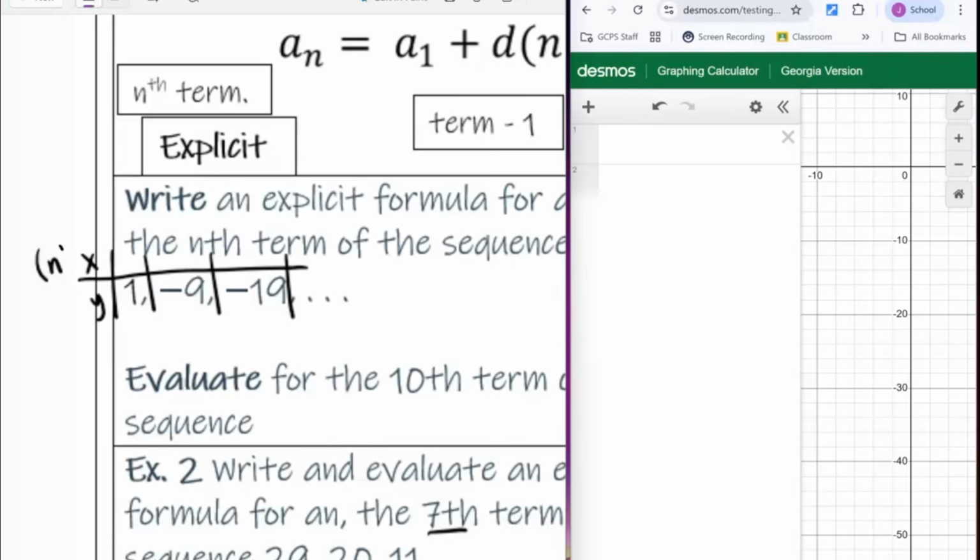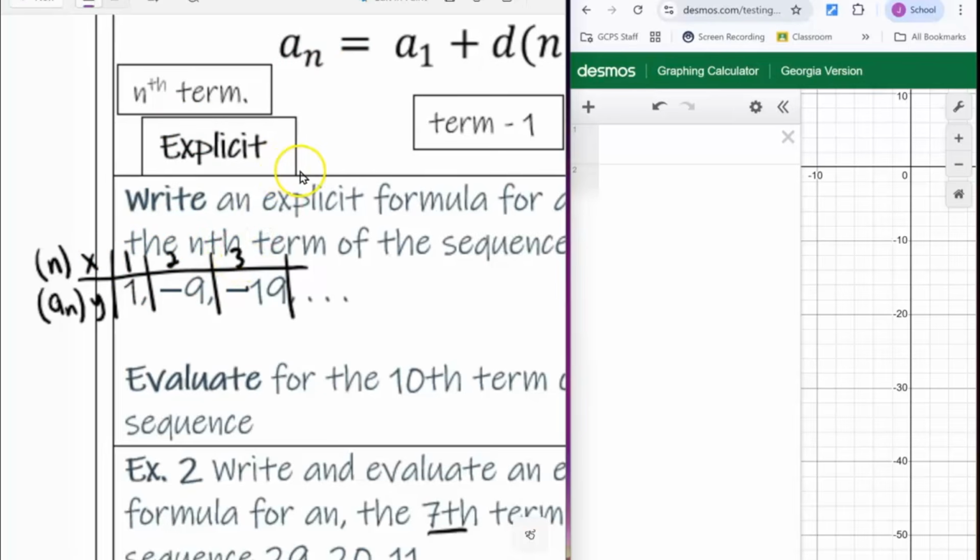In sequences, it's my nth value, and this is my a sub n value. Very important that you know that because, again, we're not going to be saying x, we're going to be saying n, and we're not going to be saying y, we're going to be saying a sub something. All right, so this is my first number, so I'm going to put the number 1 here. This is my second number, so I'm going to put the number 2 there. This is my third number, so I'm going to put the number 3 there.